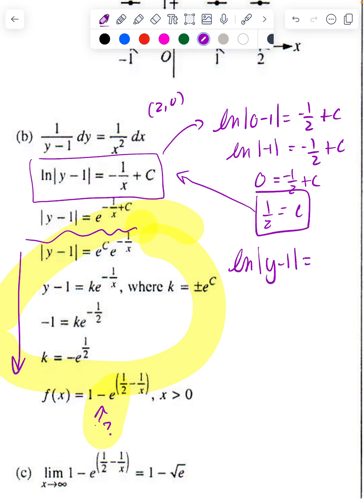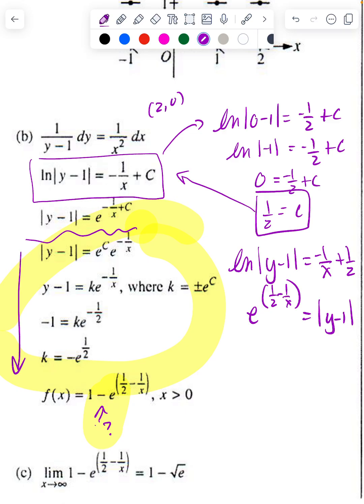So I'm just going to zoom you through this. If I had negative 1 over x, and then I added my c value of 1/2, you should change this to exponential form. So I'd have e to the negative 1 over x plus 1/2. I think they changed it just so that it would look neater to have the subtraction rather than the negative out in front. Does not matter. And then that would come out to be the absolute value of y minus 1.